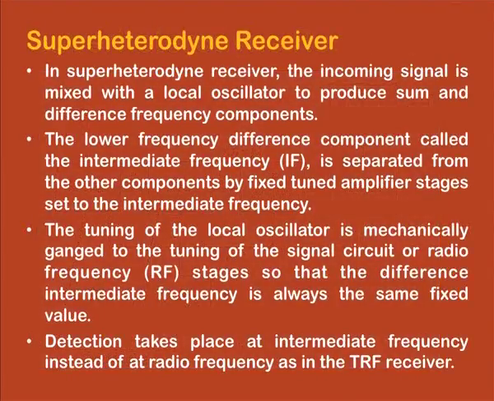So, in a superheterodyne receiver, the incoming signal is mixed with a local oscillator to produce sum and difference frequency components. The lower frequency difference component, called intermediate frequency, is separated from other components by fixed tuned amplifier stages set to the intermediate frequency. The tuning of the local oscillator is mechanically ganged to the tuning of the signal circuit or radio frequency stages, so that the difference intermediate frequency is always generated at the fixed value. Detection takes place at intermediate frequency instead of at radio frequency, as in the case of the tuned radio frequency receiver.